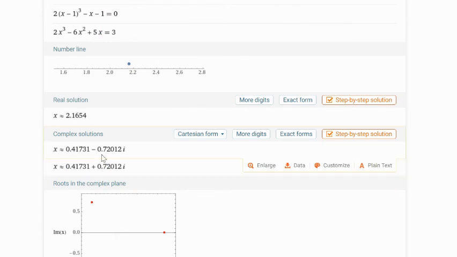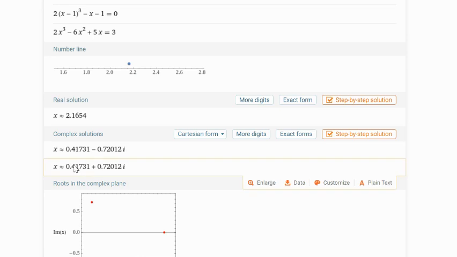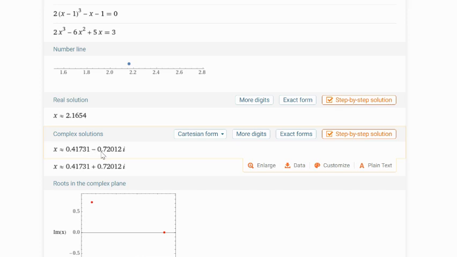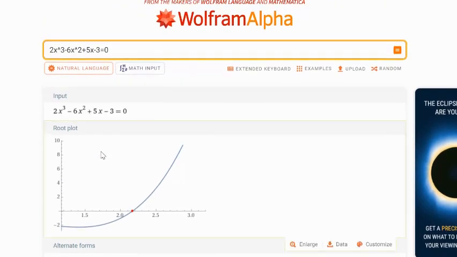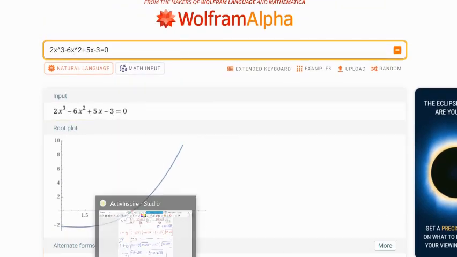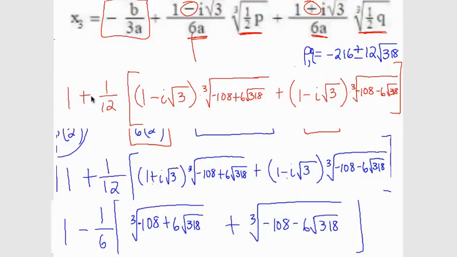Now, the complex conjugate theorem says if this is a solution, then its conjugate will be a solution. So this could be written as 0.41731 plus or minus 0.72012i. And we can see there's our input. So let's really quickly check back. These were our solutions. I'm going to cut and I'm going to show you what the solution was to this one. And actually, I'm going to start with this one down here.